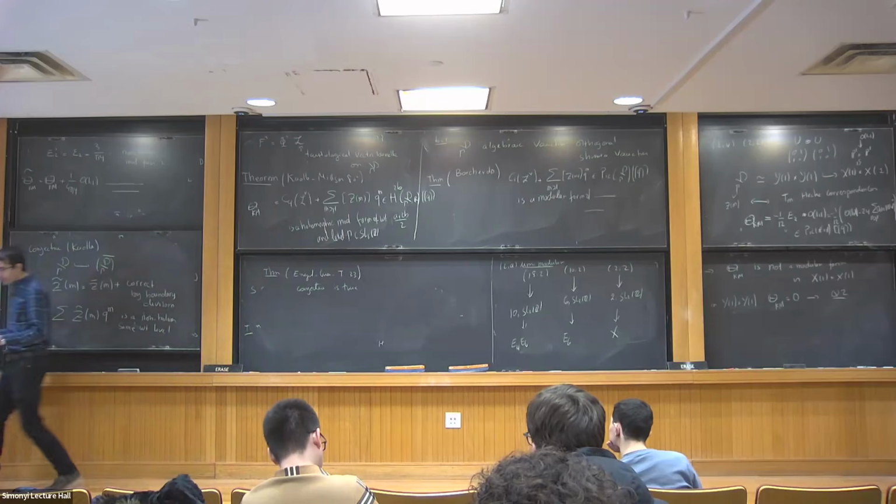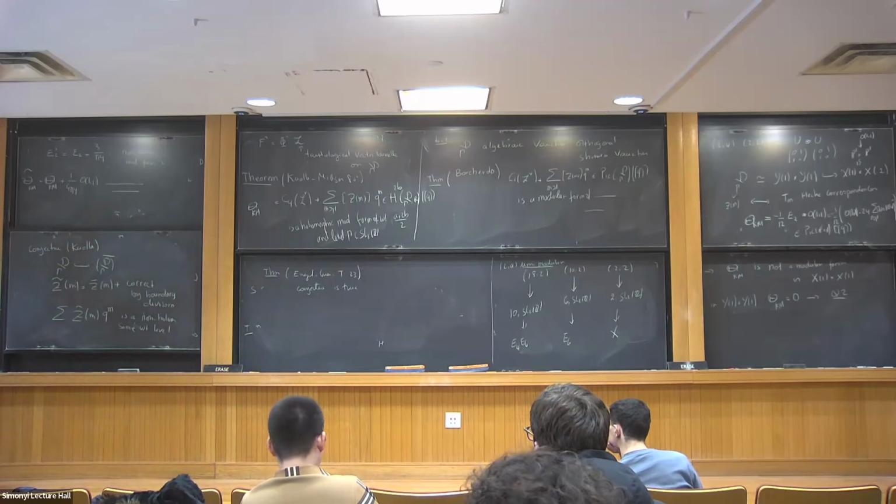So next time I will do another example, just with the modular curve, like what happens when you do the Kudla and Millson generating series just for the modular curve, and then explain this general statement for any orthogonal Shimura variety. So let me just stop here.